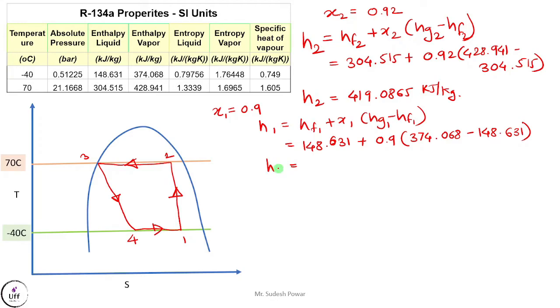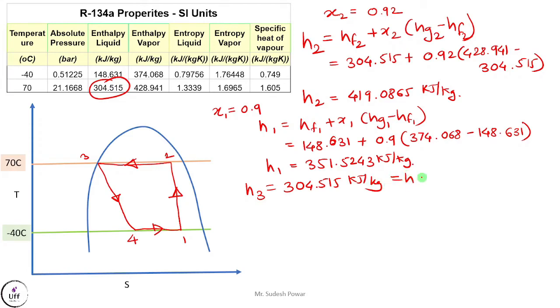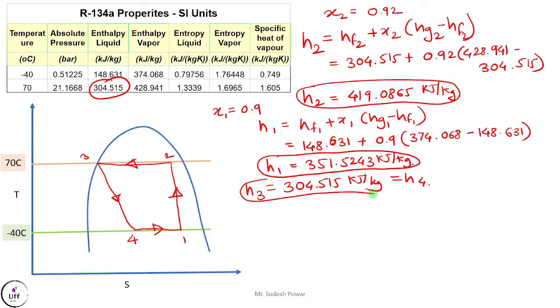So if you do this calculation, you are getting the H1 as 351.5243 kilojoule per kg. And the enthalpy at point number 3, since the point number 3 lies on saturated liquid line, so directly we are getting from the table the value of H3, that is 304.515 kilojoule per kg. Okay, you can see here. And as per the theory, we know that H3 is also equal to H4. So all the enthalpy at 4 points we got. So this is the enthalpy at point number 1, enthalpy at point number 2, then enthalpy at point number 3, and enthalpy at point number 4.